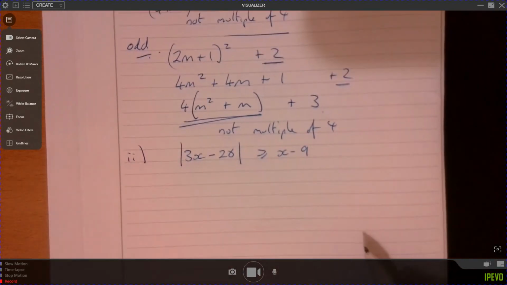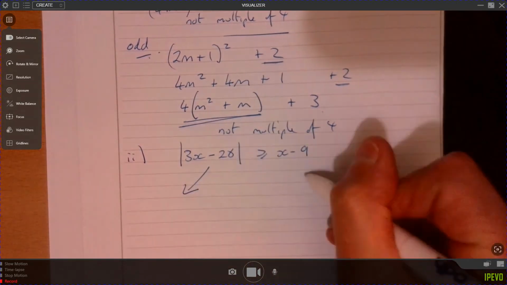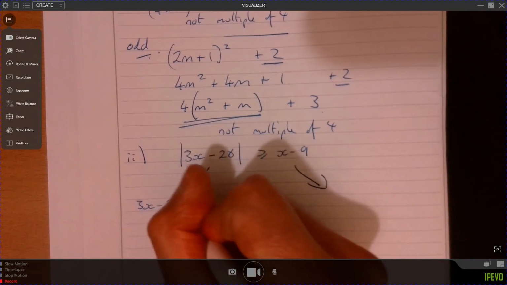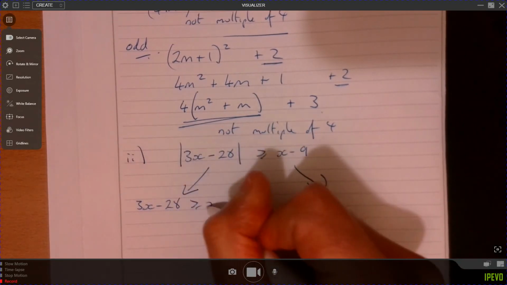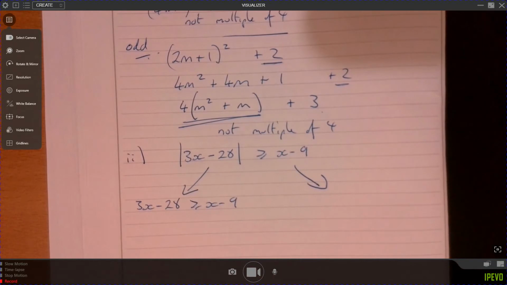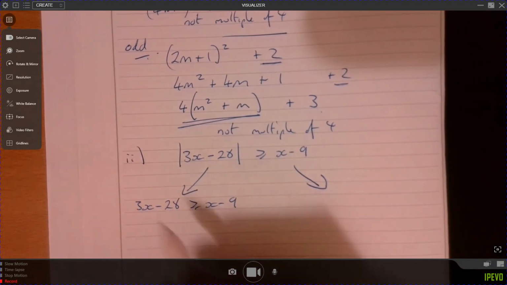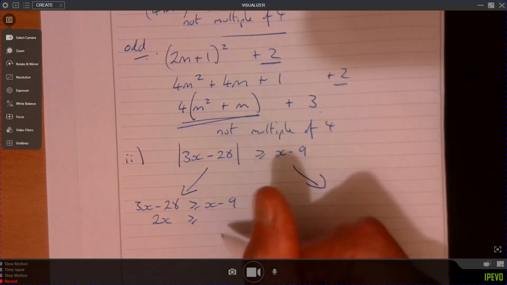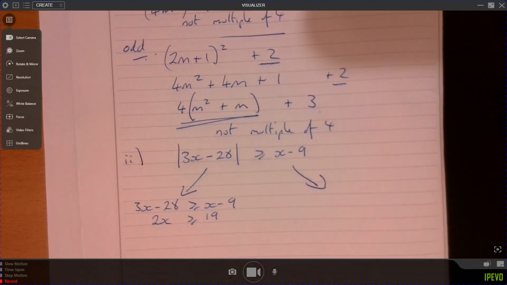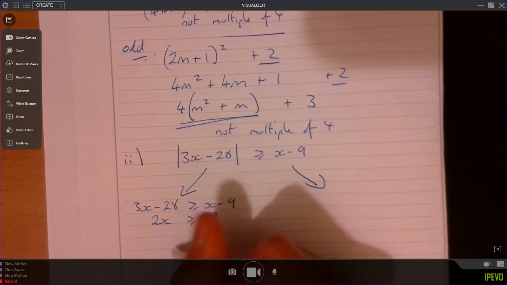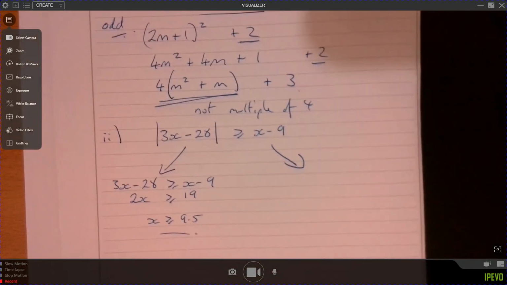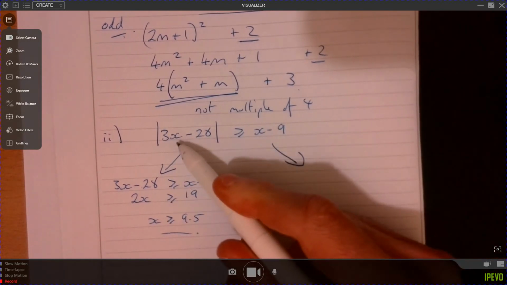So the easiest thing to do is to think about this in two possibles. Think about this as a positive. So that's 3x minus 28 more than or equal to x minus 9. Let's see what happens there. We'll take away x from both sides, we get 2x. Add 28 to both sides, we get 19. And then divide by 2. So x has to be more than or equal to 9.5.